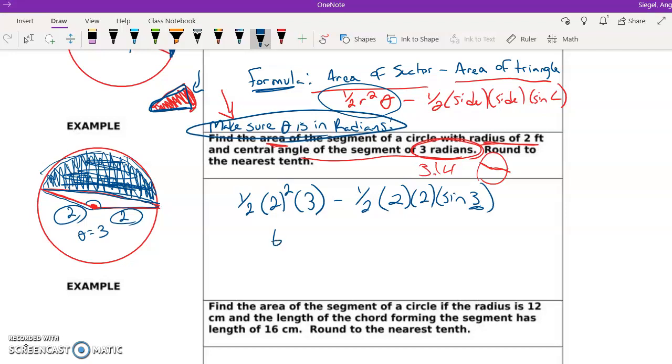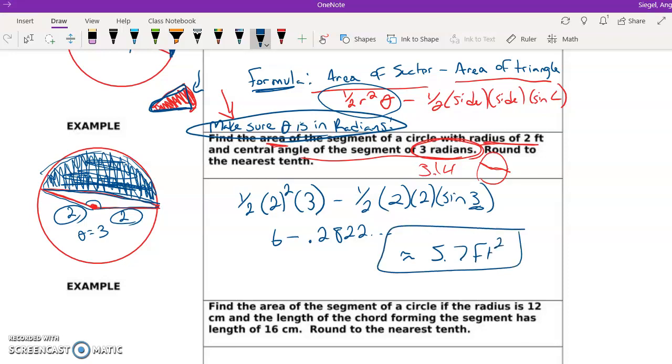So I got 6 here, and 2 times, oh shoot, I did not put my calculator in radians. Make sure you do that, guys. And so I ended up getting about 5.7 square feet.